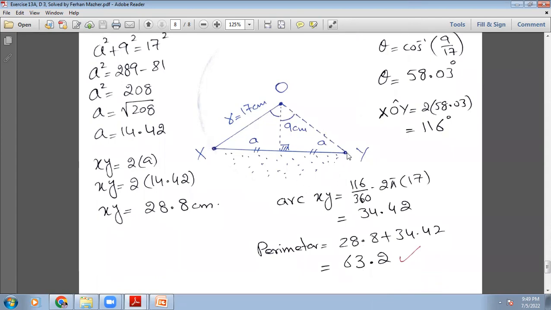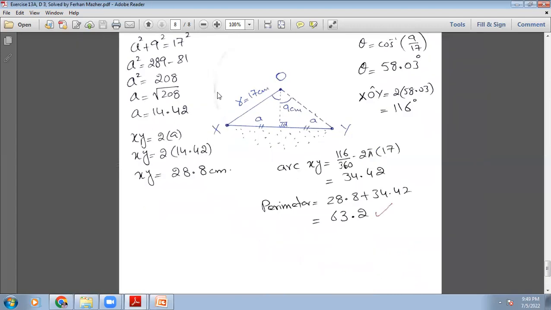So I will try to find out the length of this arc XY. You remember the formula of the arc is theta by 360 times 2 pi r. So theta here at the center by this arc is 116 divided by 360 into 2 pi, and the radius is 17. So the length of this arc XY is 34.42. And the perimeter of this shaded region will be this chord XY and this arc. So the perimeter will be the length of the chord, 28.8, plus this arc, which is 34.42, and the total perimeter will be 63.42.